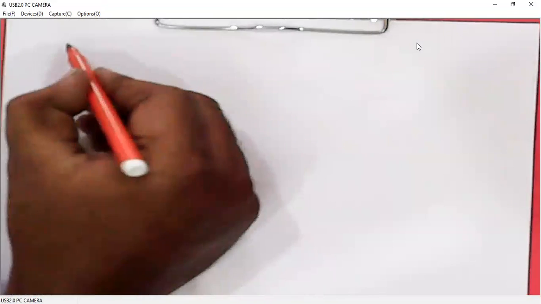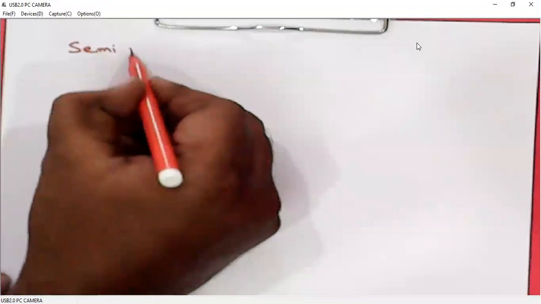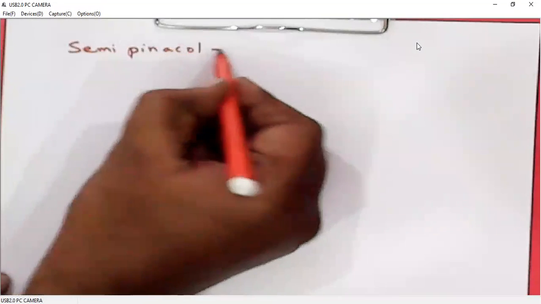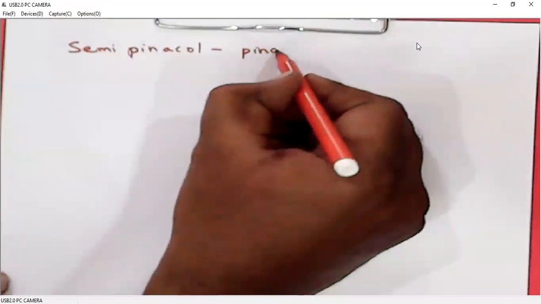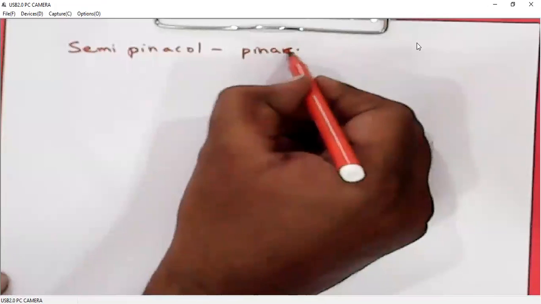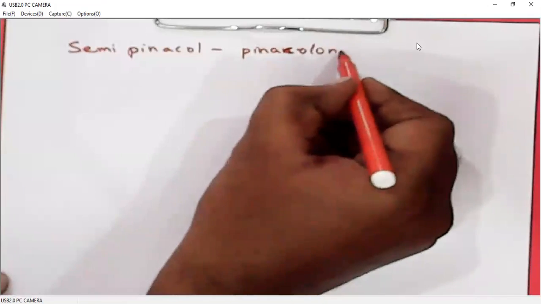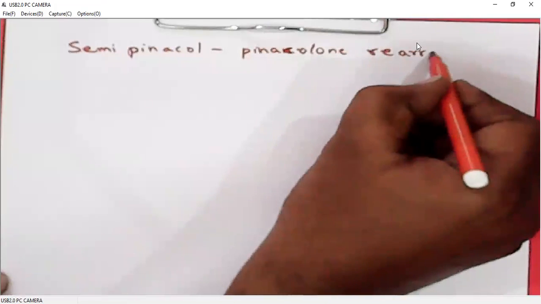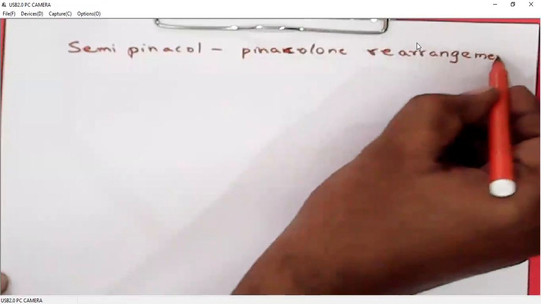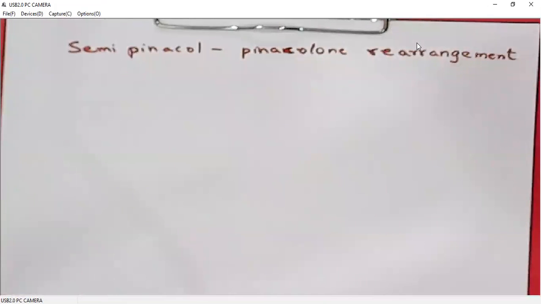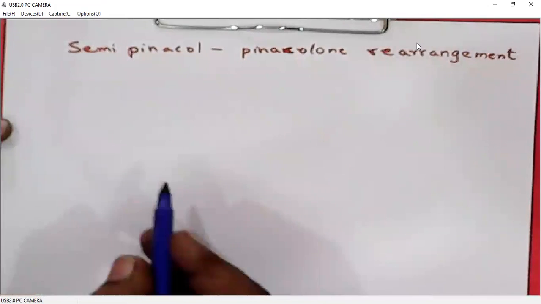We were discussing pinacol-pinacolone rearrangement followed by McMurry coupling and McMurry reactions. Now we will discuss semi-pinacol-pinacolone rearrangement. What is this semi-pinacol-pinacolone rearrangement?